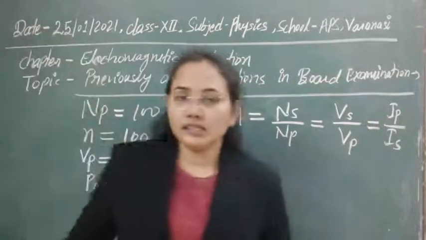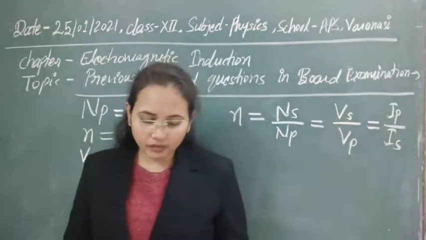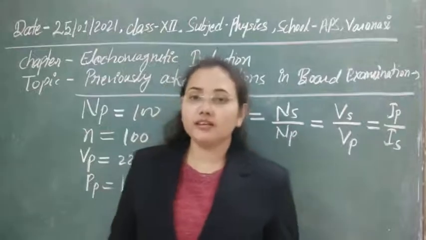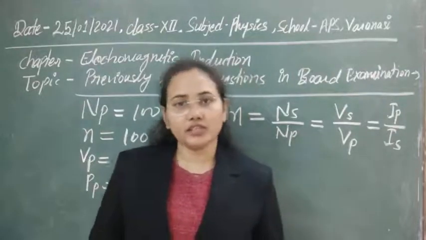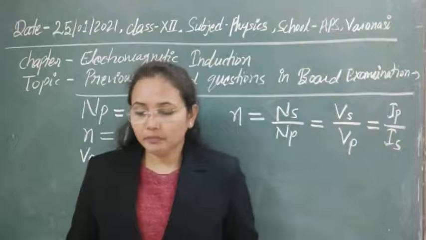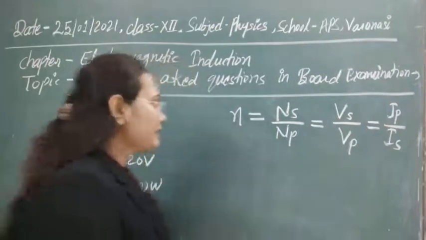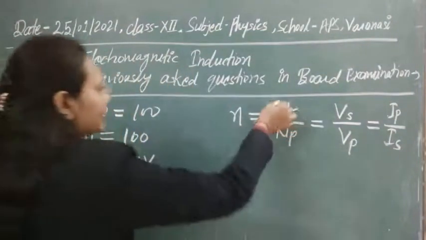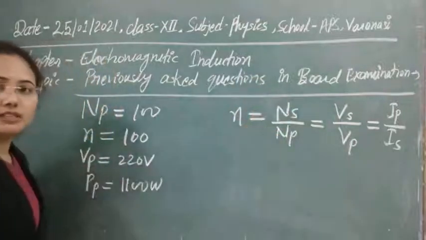Then these things are given in our question. Then we have to calculate first the number of turns in secondary. One by one, let's see the question and solve it. So first is the number of turns in secondary. So as we have to calculate NS, what will be the number of turns in secondary.